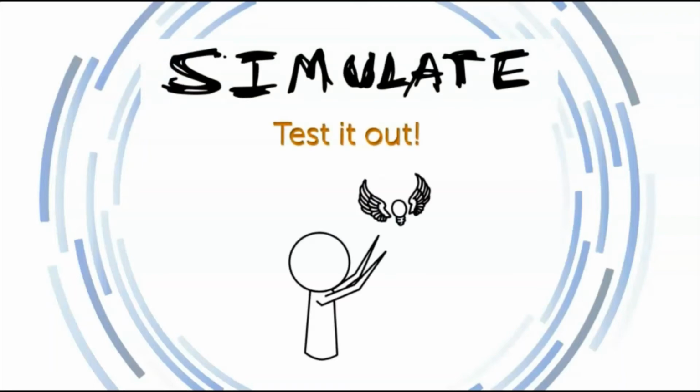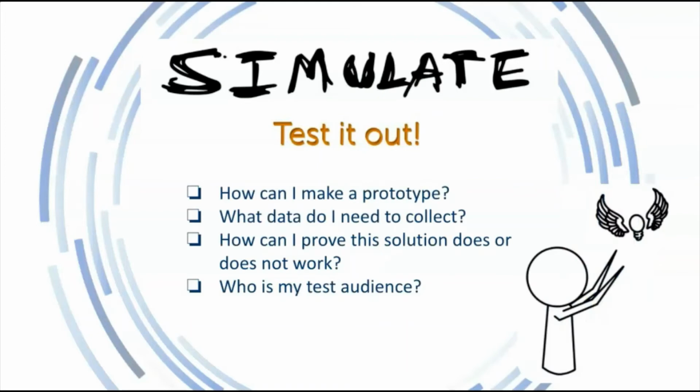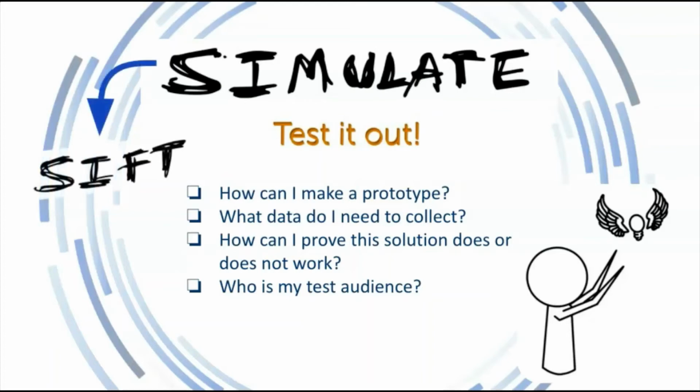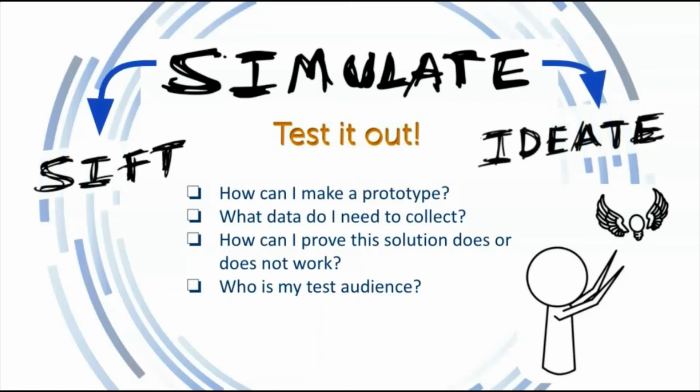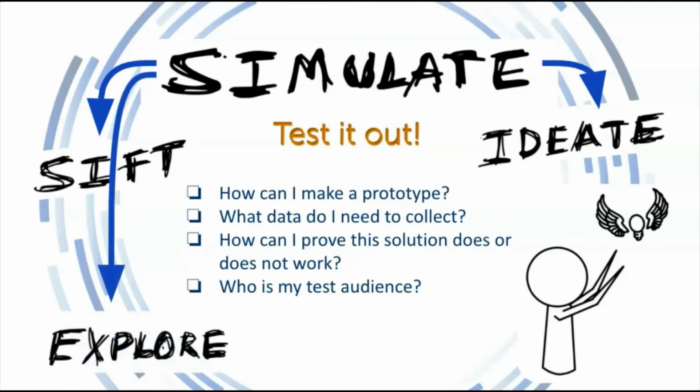Like Danielle, once you have an idea, it's time to give it wings. In the simulate stage, create a model, draw up a plan, design a storyboard, something that you can test out, and then test it out. Consider how you will know if it works or doesn't work. You may need to go back and sift out a different idea, or generate more ideas, or go back and explore the problem further to generate a workable idea.